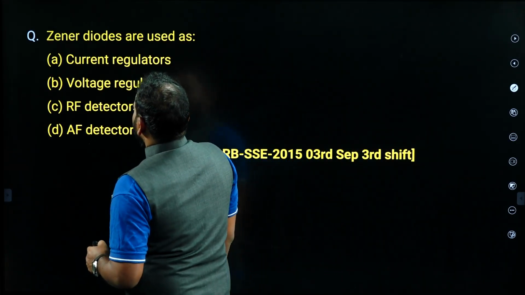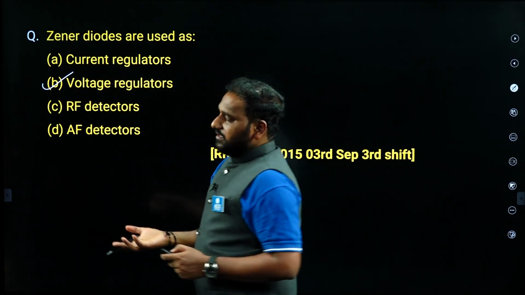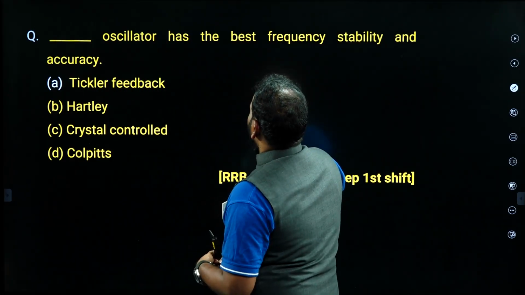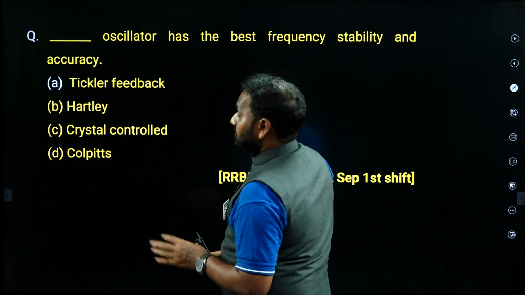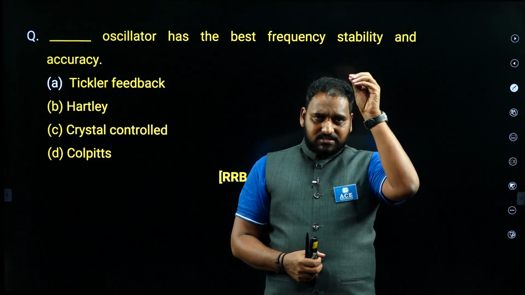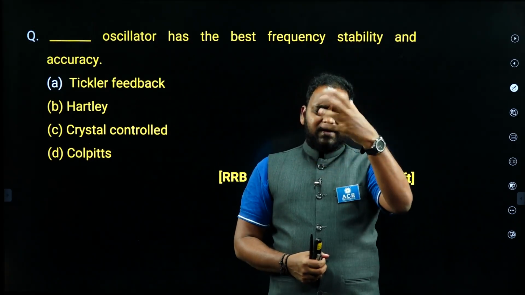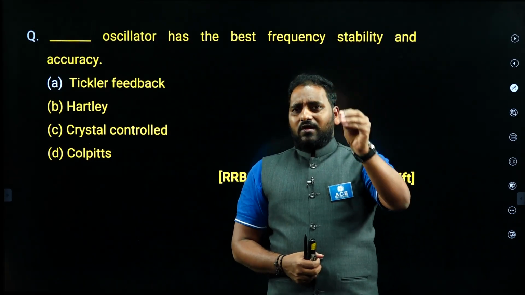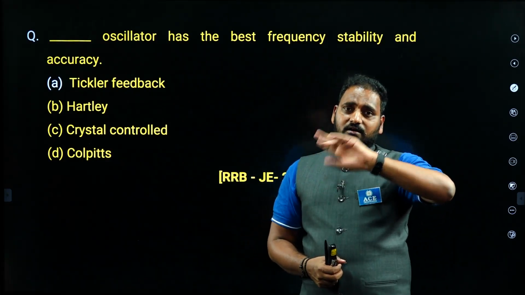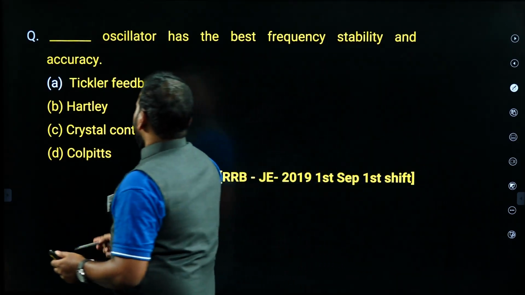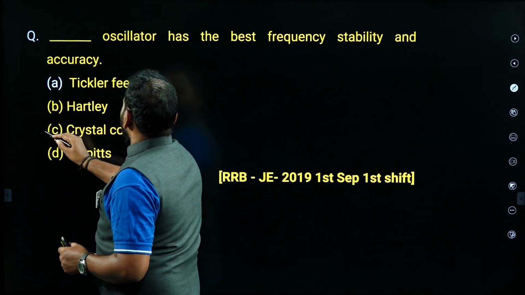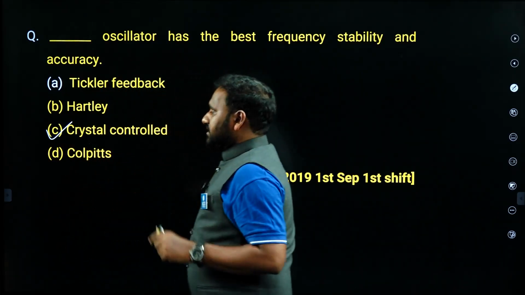Zener diodes are used as voltage regulators. Already a repeated question. By mistake some questions may repeat like this. Which oscillator has the best frequency stability? Do you remember? The best stability, high frequency are the best out of all. If you find this kind of keywords, best, good, quality, high, in the oscillator question, no second thought, first priority crystal oscillator. Crystal control oscillator or crystal oscillator, of course.